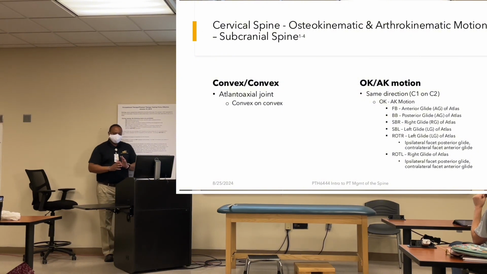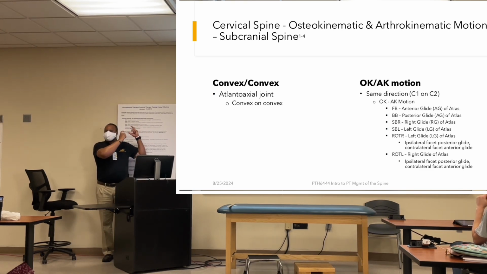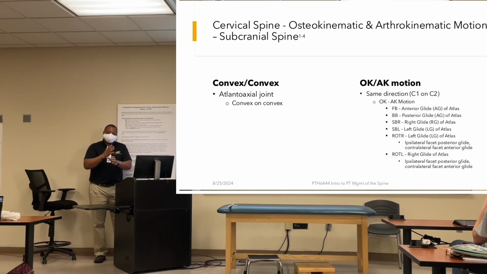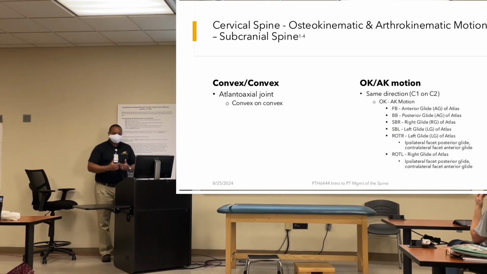So when we rotate to the right, we're gonna get a left glide of the atlas. So what's gonna happen? The ipsilateral facet is gonna perform a posterior glide. So if I'm rotating to the left, that ipsilateral facet of the atlas is going to perform a posterior glide. And the contralateral facet, the right facet, is going to perform an anterior glide. Now, what that's going to result in, in conjunction, is the atlas gliding to the left with rotation right. And it will be the opposite with rotation left.